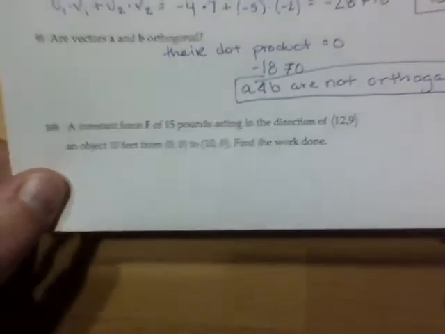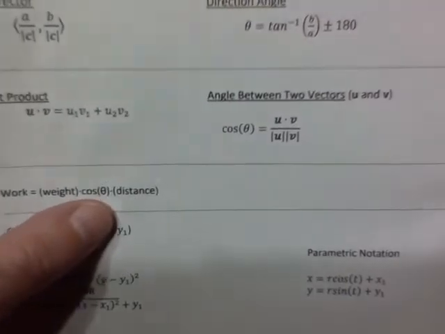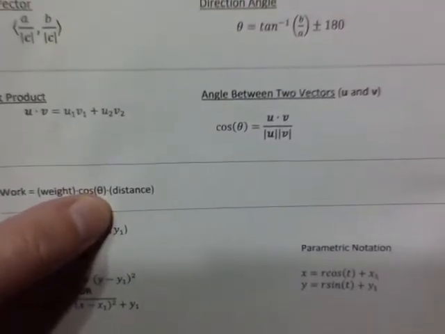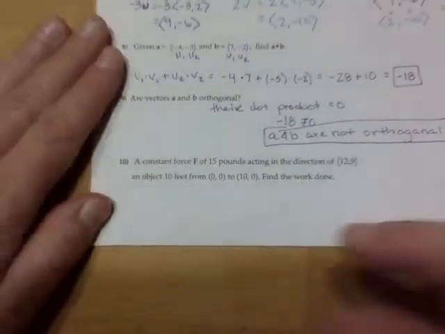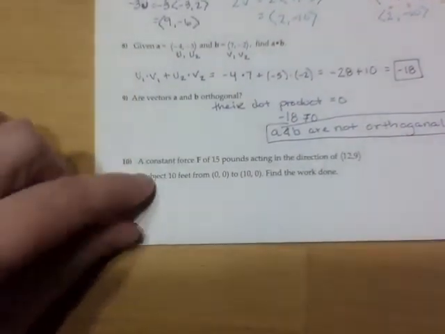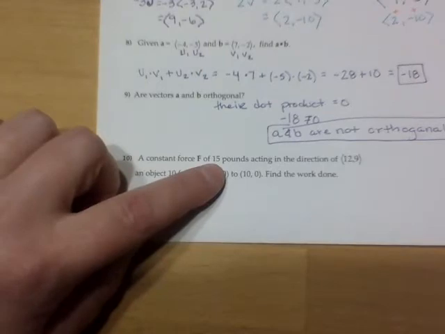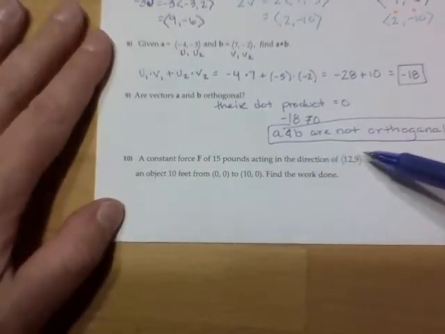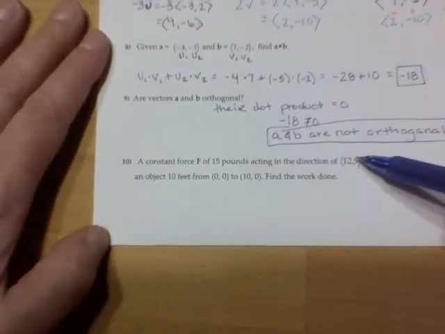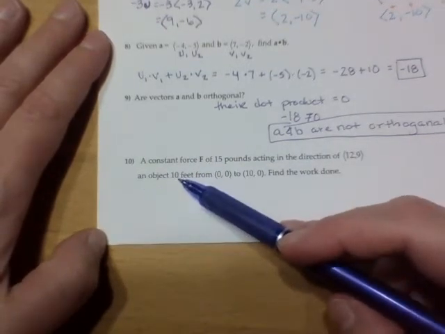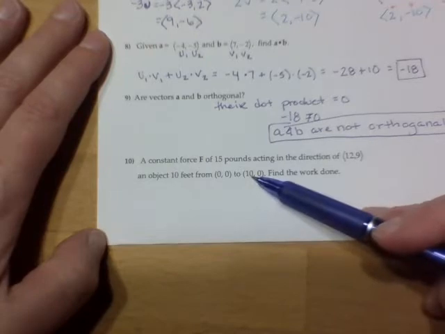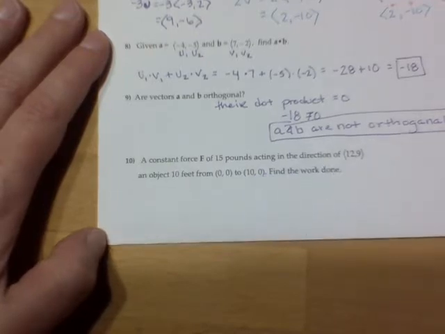Then we're going to be using our work equation. So we've got weight, cosine of the angle where the work is happening, and then times distance. So in this case, apparently a constant force of 15 pounds acting in the direction of 12,9 as our direction angle of an object 10 feet across, or sorry, it looks like up, when we need to find the work.